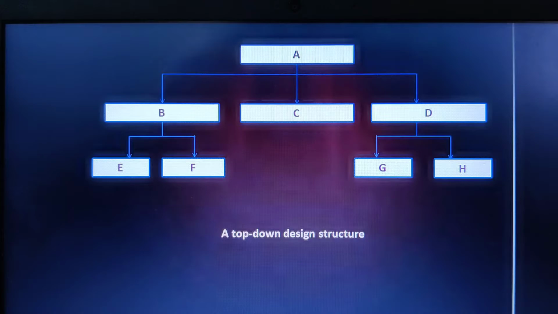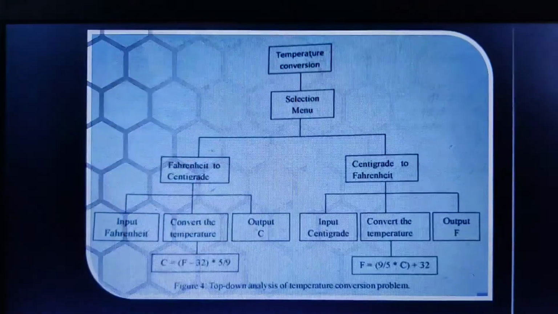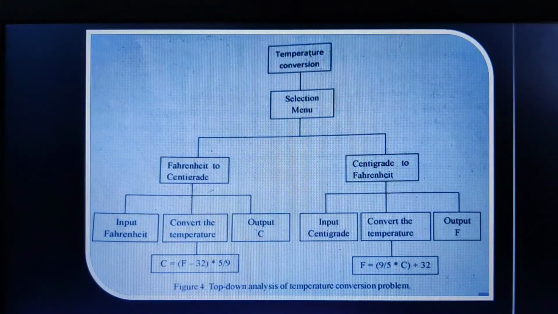So let us understand this with another programming example here. Now this is a top-down design approach wherein we need to convert the given temperature. When you are converting a temperature, you can convert it either from Fahrenheit to centigrade, or from centigrade to Fahrenheit. So we have two options here. Therefore, this given problem is divided into one sub problem, which we call the selection menu.